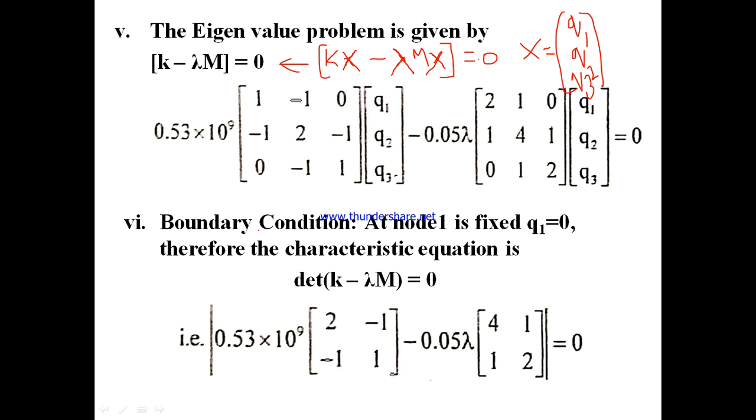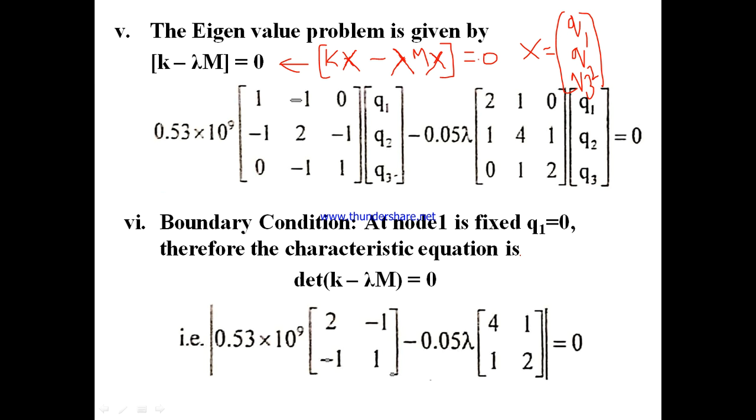Now the boundary condition. What is the boundary condition at node 1? You saw the diagram in the beginning. It is a simple bar where one end is fixed, the left end is fixed. That is at node 1. So I have divided it into three parts there. At the first node q1 is 0, therefore the characteristic equation.